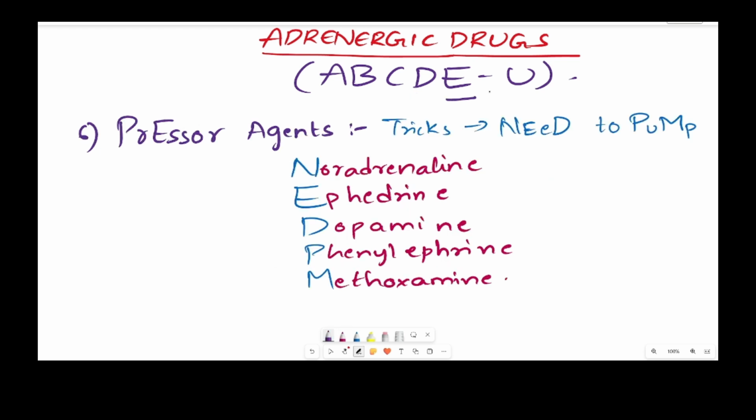So the sixth class, to remember the sixth class, just remember the letter E, which means pressor. So pressor agents. The trick is NEED TO PUMP, where N means noradrenaline, E means ephedrine, D means dopamine, P means phenylephrine, and M means methoxamine. So these are the drugs which will be coming under the pressor agents.